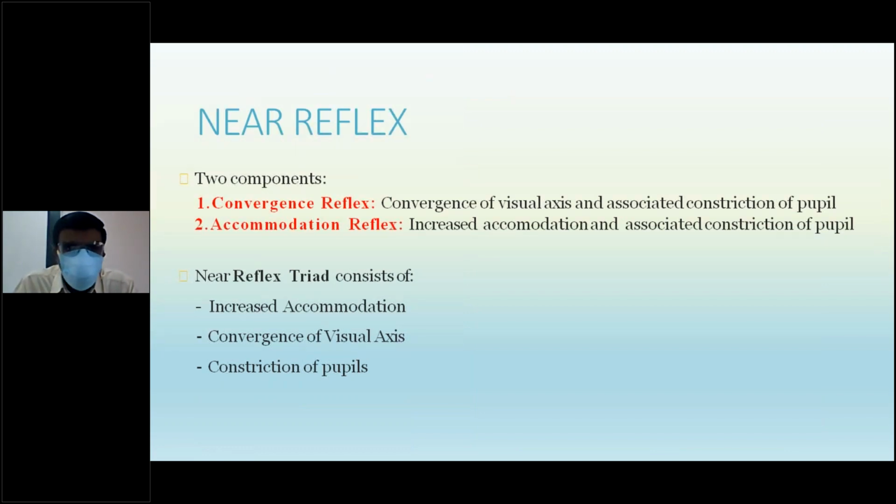Next one is the near reflex. Near reflex consists of convergence reflex and accommodation reflex. Convergence reflex means convergence of the visual axis and associated constriction of the pupil. Accommodation reflex means increased accommodation and associated constriction of the pupil. Near reflex consists of increased accommodation, convergence of the visual axis and constriction of the pupil. This is the triad of near reflex: increased accommodation, convergence of the visual axis and constriction of the pupils.